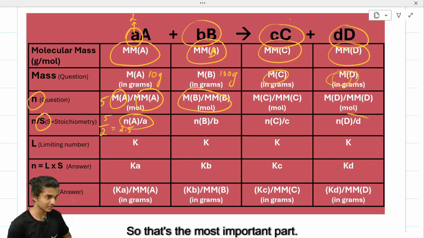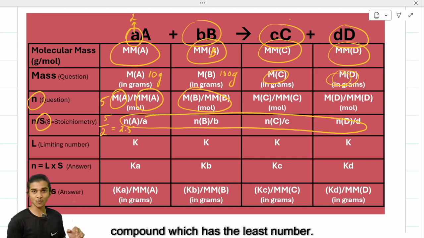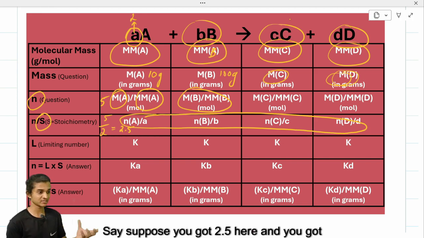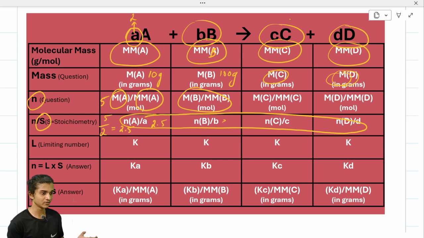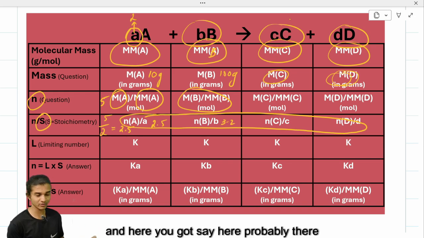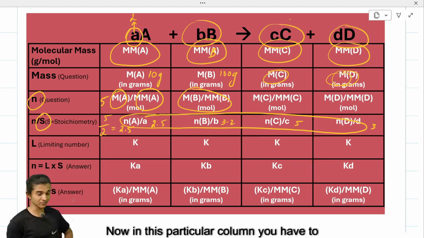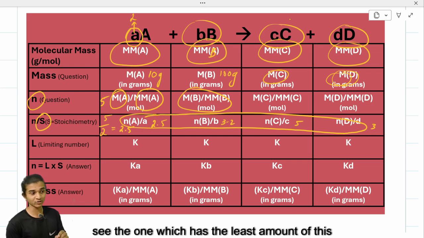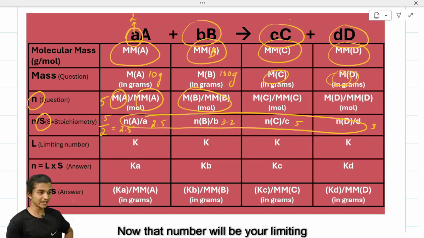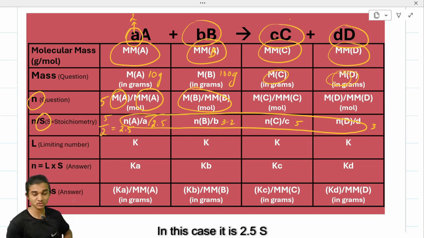So that's the most important part. In this fourth column, you're going to look for the compound which has the least number. Suppose you got 2.5 here, and 3.2 here, and here probably there won't be anything, but still let us take 5, and here something like 3. Now in this particular column, you have to see the one which has the least amount of this number. That number will be your limiting number. In this case, it is 2.5.